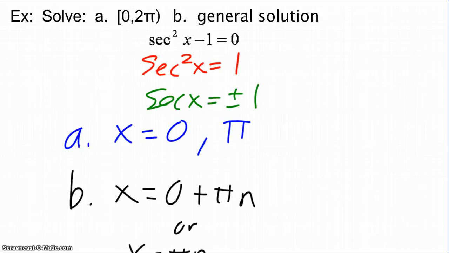Okay, here, so first we solve for secant, so we add the 1, take the square root of 1, we're going to end up with plus or minus 1. So on the unit circle, where does the secant values equal positive 1 or negative 1? Well, secant is the reciprocal of the x value, equals 1 when the angle is 0, and it equals negative 1 when the angle is pi. So for part A, we get 0 and pi.